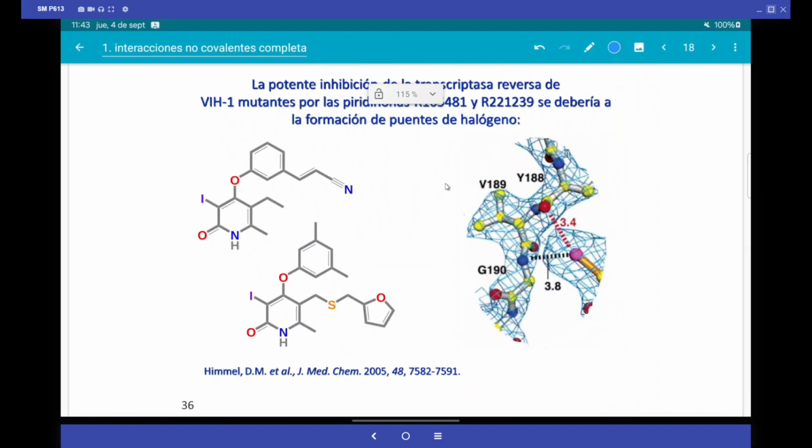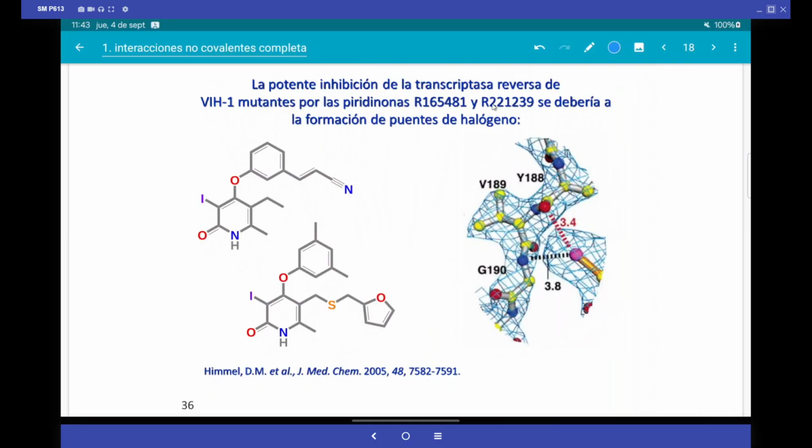An inhibitor of the transcriptase enzyme reverses another antiviral, in this case. And we have the following. It says that the activity of these inhibitors should be the formation of halogen bridges. We are looking for antiviral enzymatic inhibitors with halogen bridges.